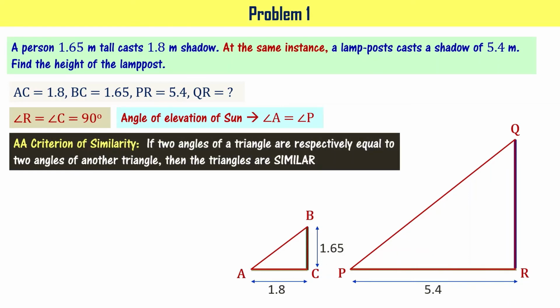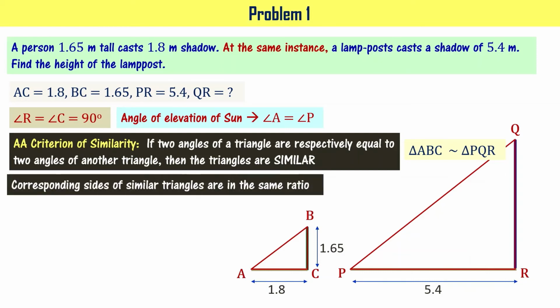It states that if two angles of a triangle are respectively equal to two angles of another triangle, then the triangles are similar. It means triangle ABC is similar to triangle PQR, right? The point we have to note here is the corresponding sides of similar triangles are in the same ratio. It means PR by AC is equal to QR by BC. BC and QR are a pair of corresponding sides and AC and PR are another pair of corresponding sides.